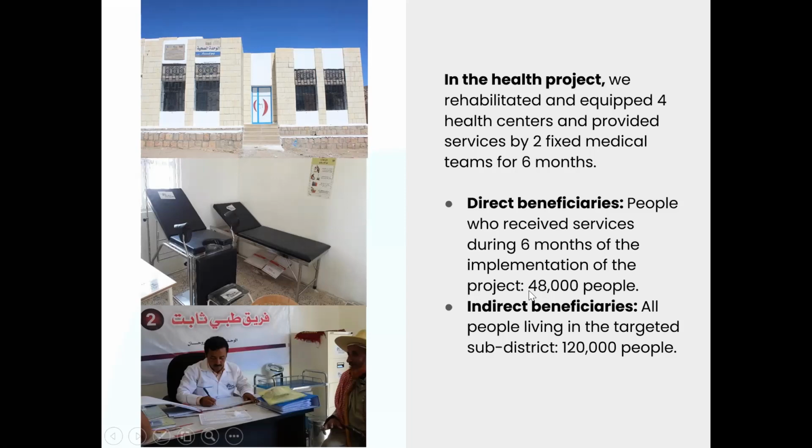We were about 48,000 people, and we can provide the lists of their names as evidence that they received the health support and medications. But we had indirect beneficiaries. Who are they? They are the people that live in the targeted sub-district, and they are 120,000 people. So we consider them indirect beneficiaries. We don't have the list of their names, and we don't need to provide it because they will not come during the time of the project. But for sure, because they are living in the same area, they will come to the hospital someday in their life. So they will be potential beneficiaries, or indirect beneficiaries.